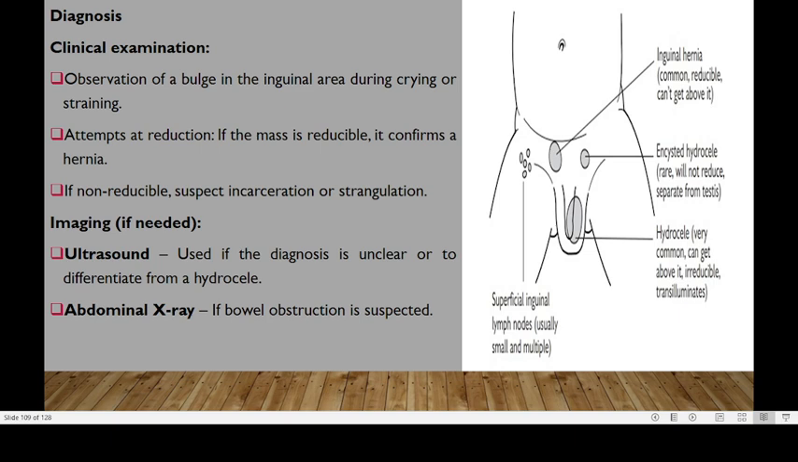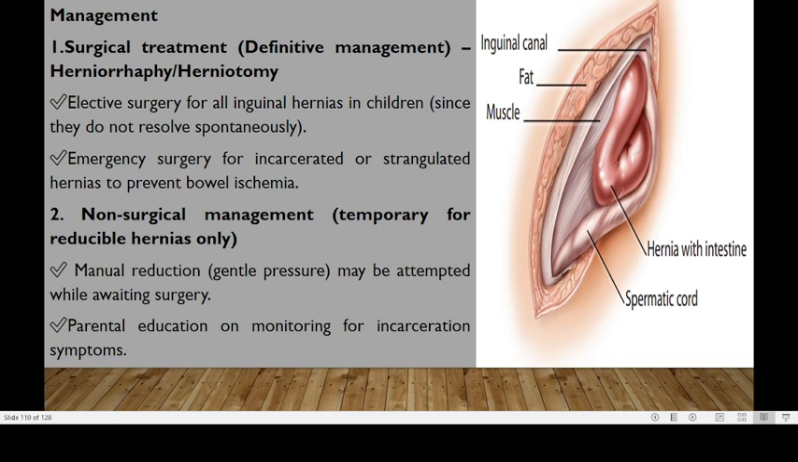Clinical examination. So we have observation of a bulge in the inguinal area during crying or straining. Attempts at reduction. If the mass is reducible, it will confirm that it is a hernia. If non-reducible, you have to suspect incarceration or strangulation. For imaging, if needed, you could do ultrasound. This is used if the diagnosis is unclear or to differentiate it from a hydrocele. Abdominal X-ray if bowel obstruction is suspected.